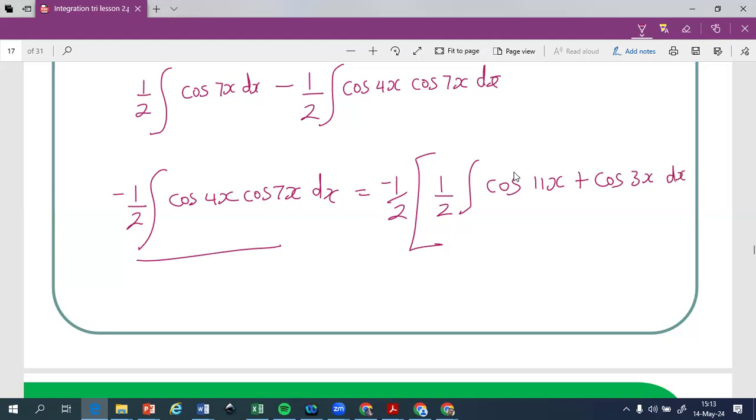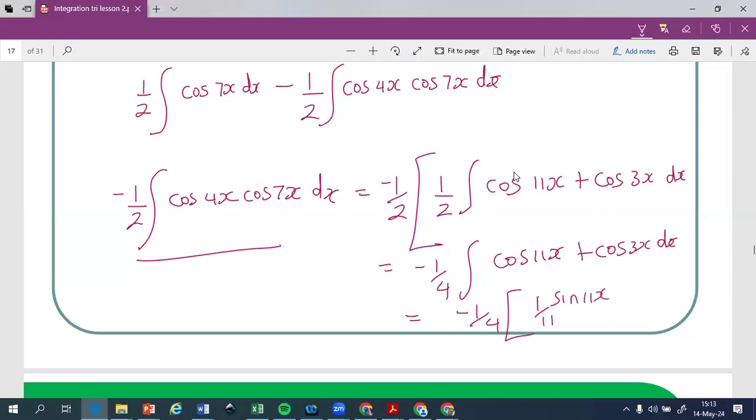And then this negative a half times this one is what gives us negative a quarter. Then I have the integral of cos 11x plus cos 3x dx. Then I can now do my integration. So I have negative a quarter into 1 out of 11 sine 11x plus 1 out of 3 sin 3x. So when I multiply through by negative a quarter, that's how I end up with my negative 1 out of 44, because 11 times 4 will give me 44.